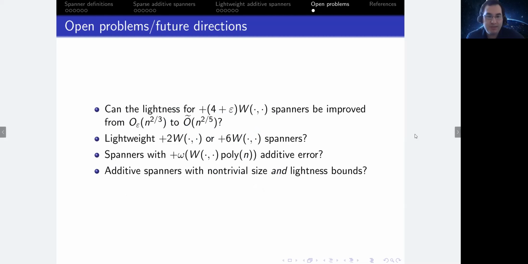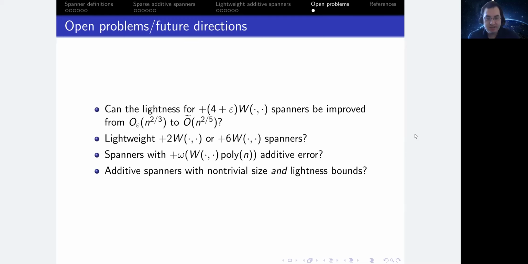There are several open problems and future directions in the direction of weighted additive spanners. The first open problem, which we have mentioned before, is: can we improve the lightness bound for the plus 4 plus epsilon w spanner? The second question is, can we consider similar types of additive spanners, say plus 2w, plus 6w, or perhaps plus w times some weak polynomial in n additive error?